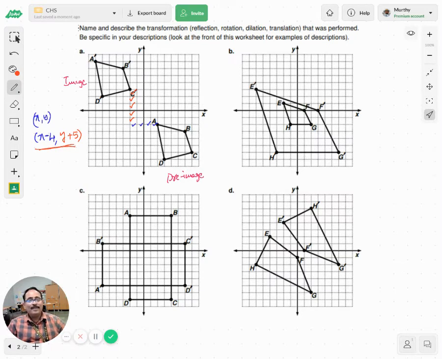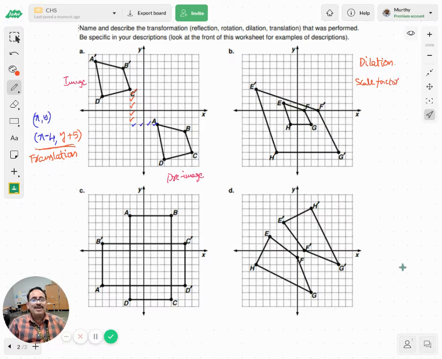And next, here I see that the size is changed. So this one must be, my apologies, the first one is translation, because it is sliding the figure. And the second one, that is B, I see that the size is changed. It is dilated. So it is dilation. So what is the scale factor?